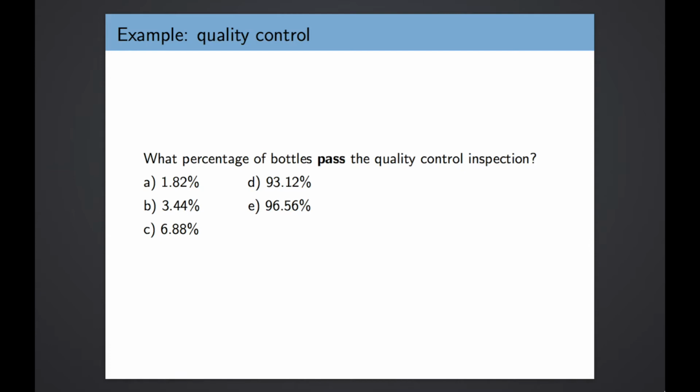So remember that bottles with 35.8 ounces or less of ketchup and bottles with 36.2 ounces or more of ketchup fail the quality control inspection. So what percentage of bottles pass the quality control inspection? Take a minute and use the information that we've talked about already in this problem and see if you can figure out the percentage of bottles that pass.